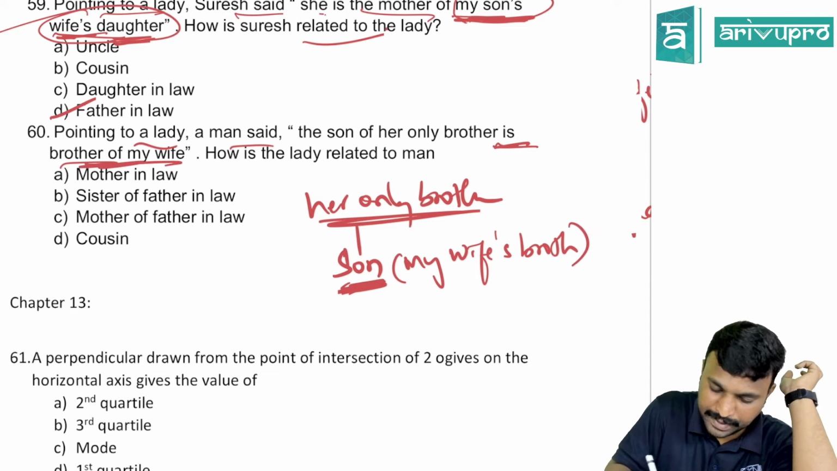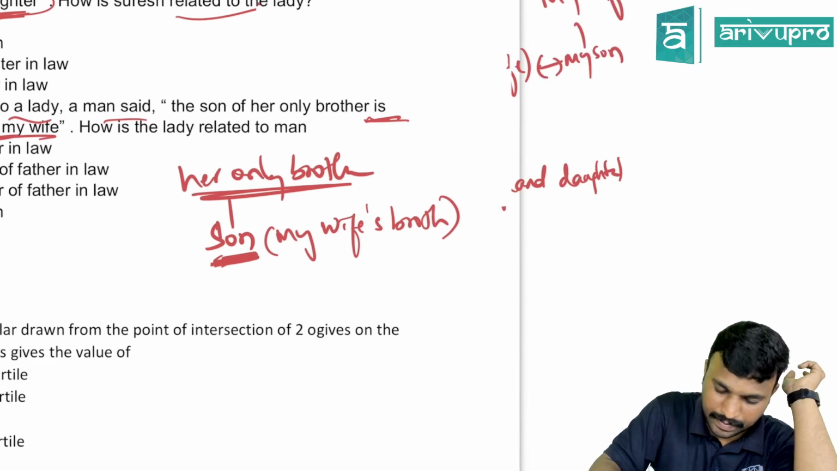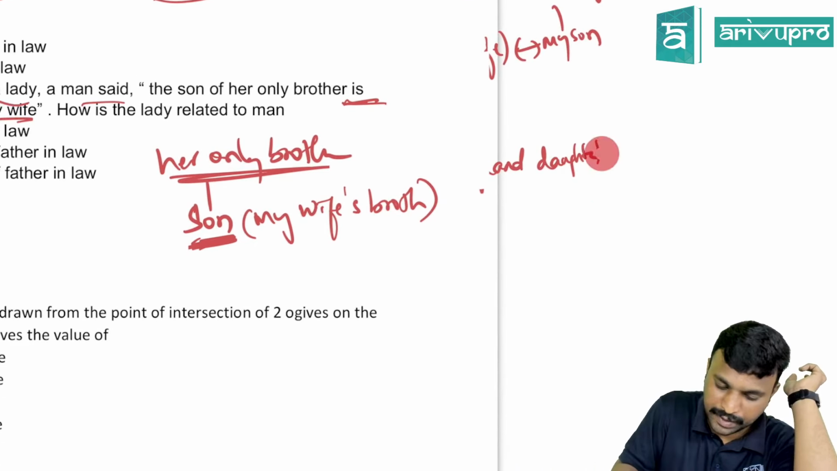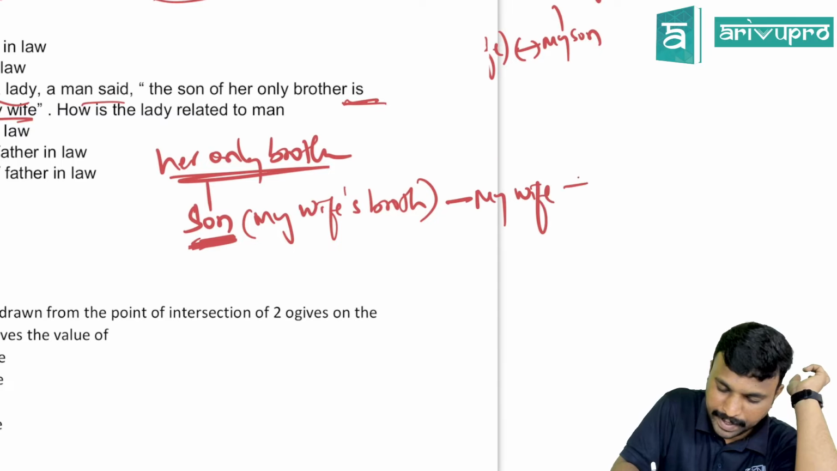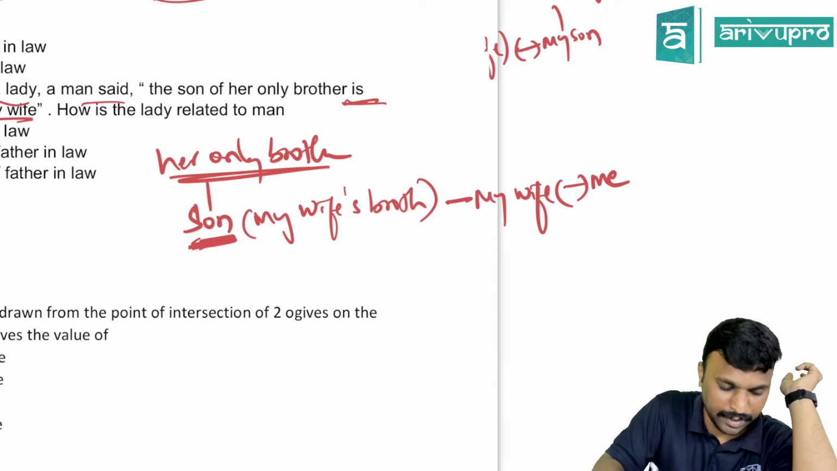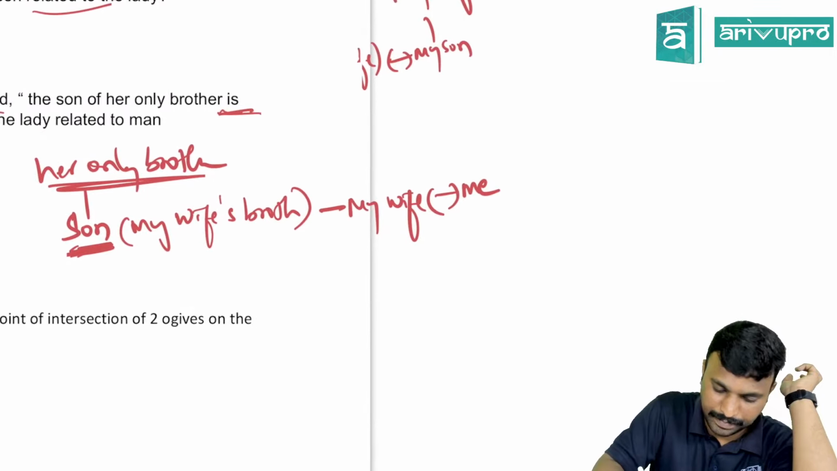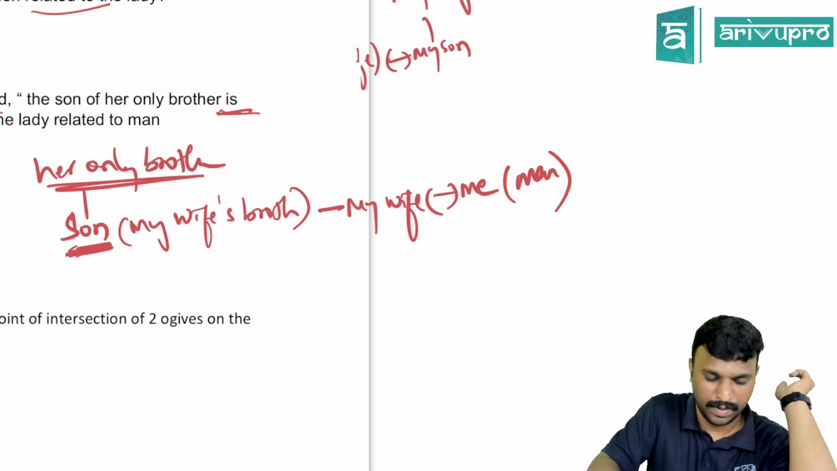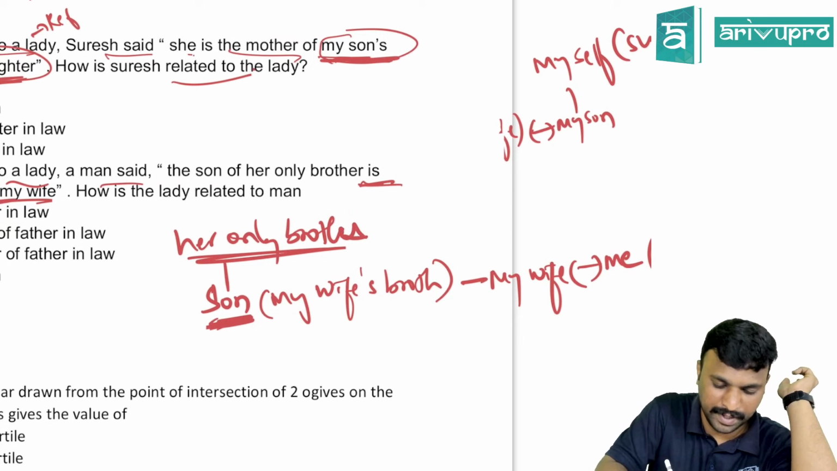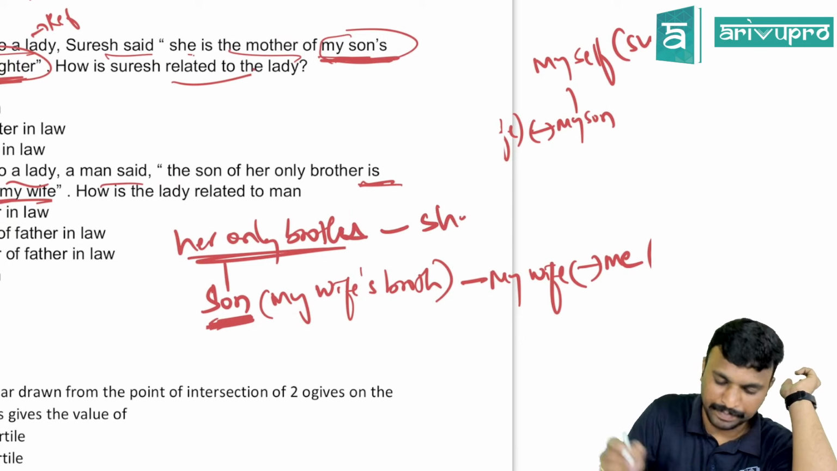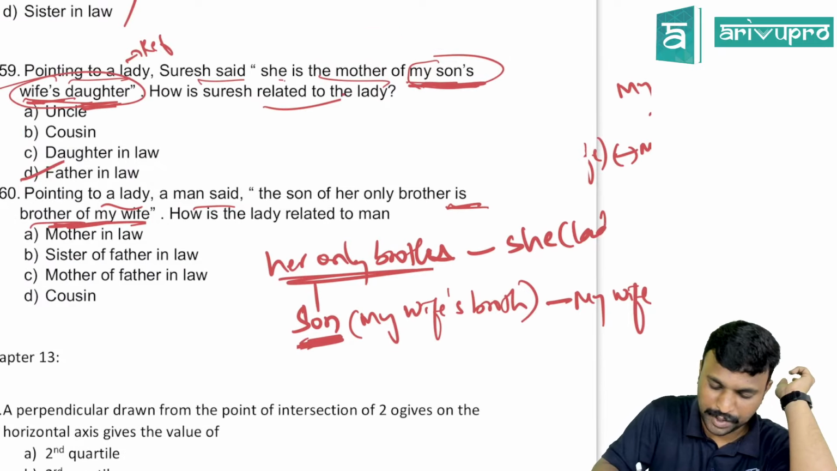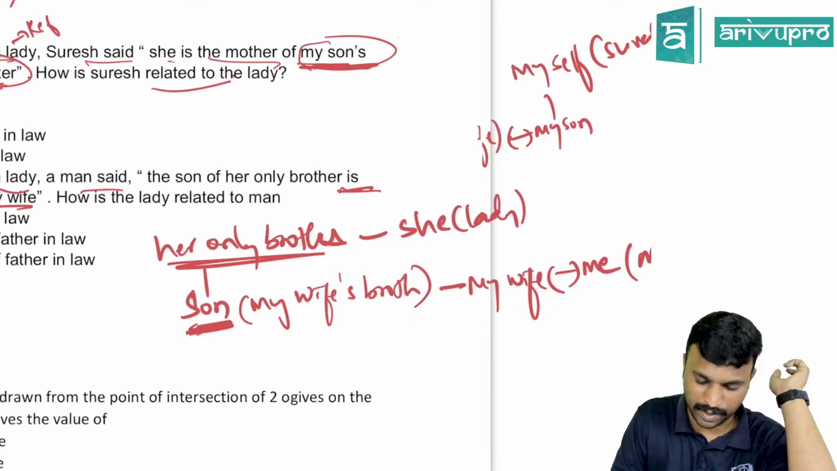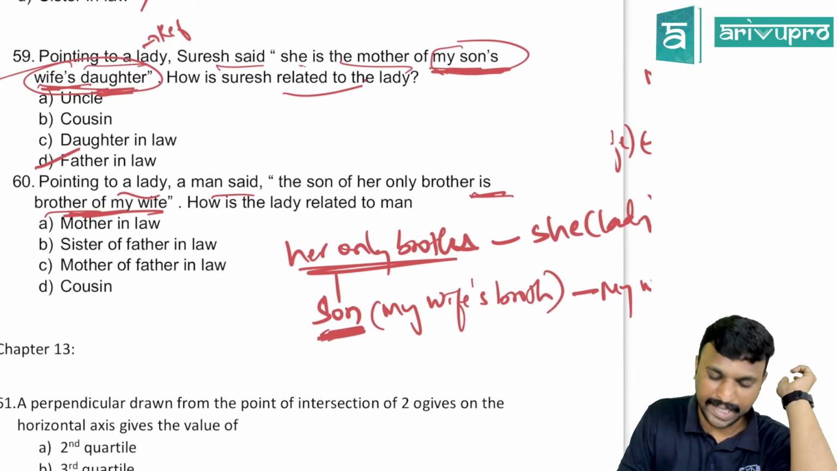So where should be myself? First of all, my wife should be next to this fellow. And where should be me? Next to my wife. Who is me in the question? Man. Her only brother is here. Where should she be? She should be over here. Correct? She means the lady. Now, what is the question they have asked? How is the lady related to the man?